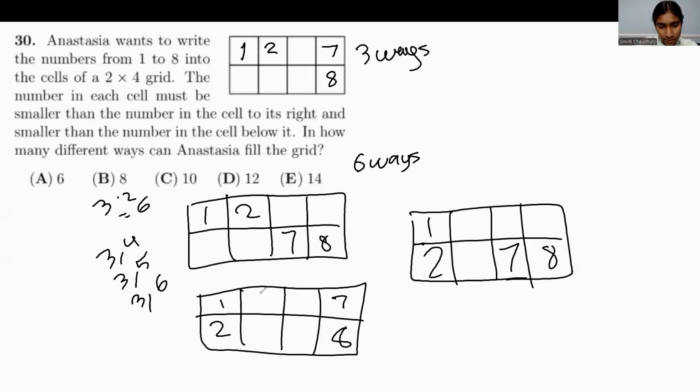Here we can have 3, 4, 5, 6, or we can have 3, 5, 4, 6. I think that's it actually. 6 cannot go up here because 4 and 5 are less than 6, so that's not possible. So there are only 2 ways we can arrange these numbers.